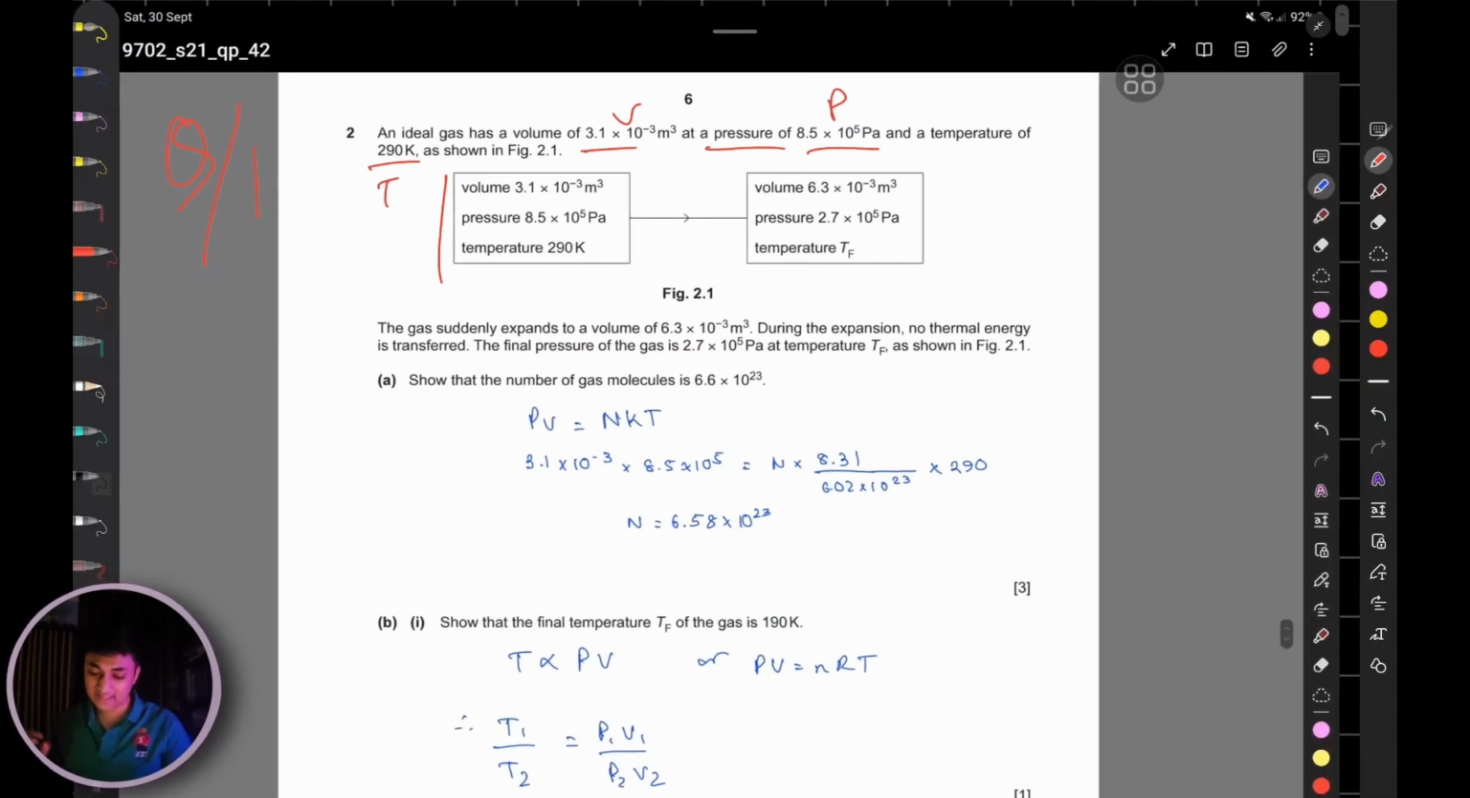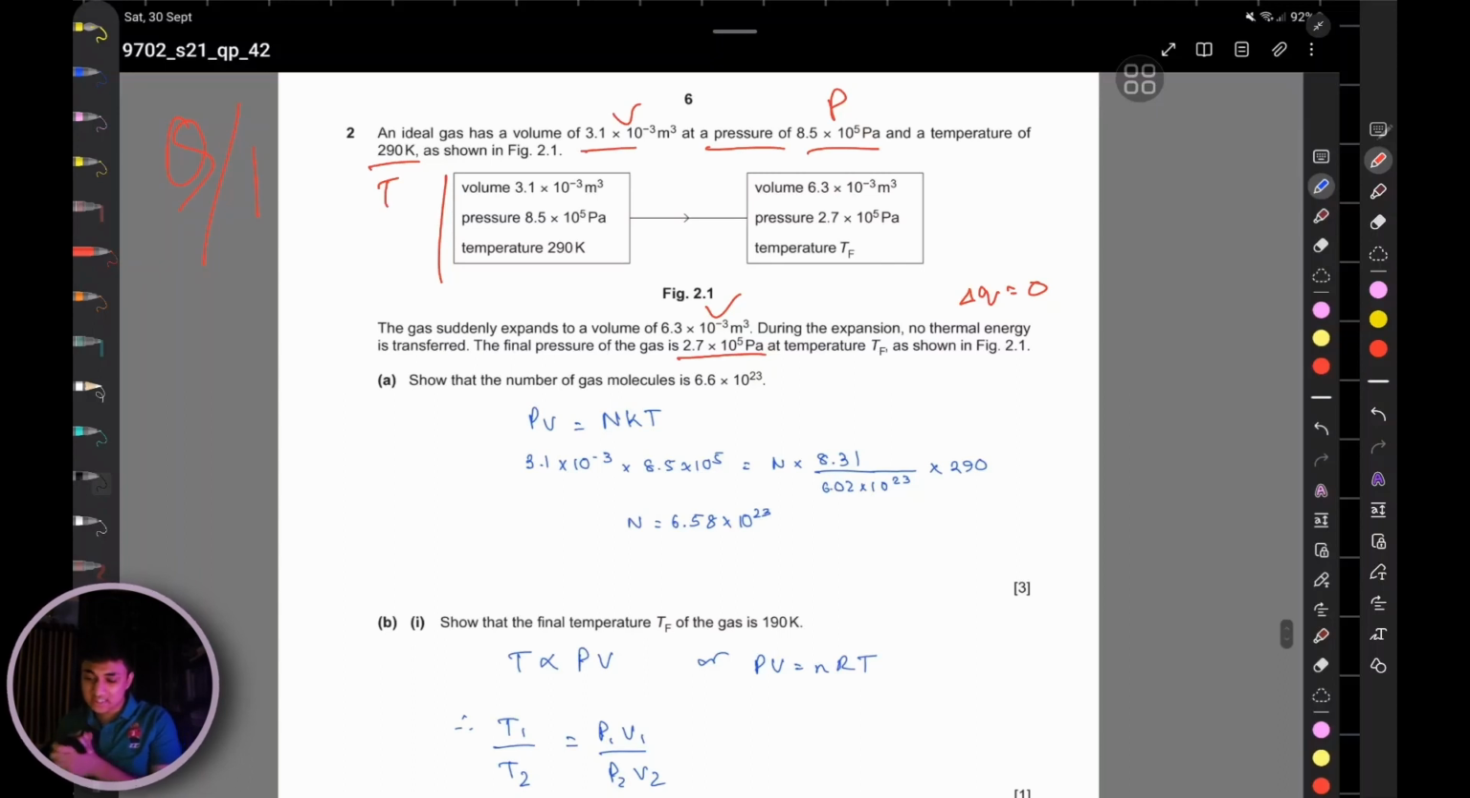The gas suddenly expands to a volume of 6.3 into 10 to the power of minus 3. New volume. During the expansion, no thermal energy is transferred. Very important. Del Q is 0. No thermal energy given in, no thermal energy taken out. The final pressure of the gas is 2.7 into 10 to the power of 5.